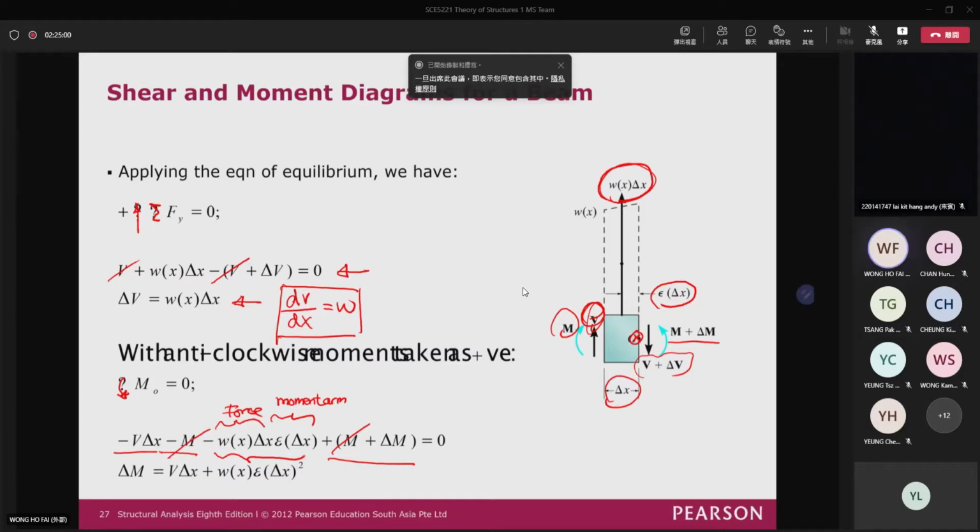Now remember that delta x is very small because we consider that it is a very small element. When something small times something small, this one can be negligible, because you times the square of two very small things, it tends to equal to 0. So we have dM over dx is equal to V again. That's why we say that the slope of the bending moment diagram is equal to the shear force.